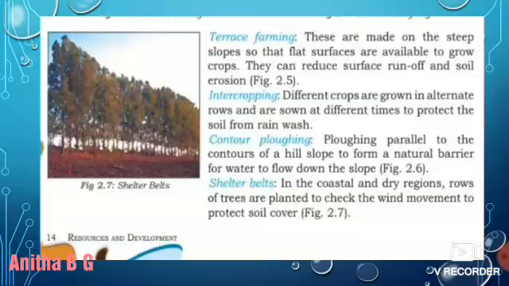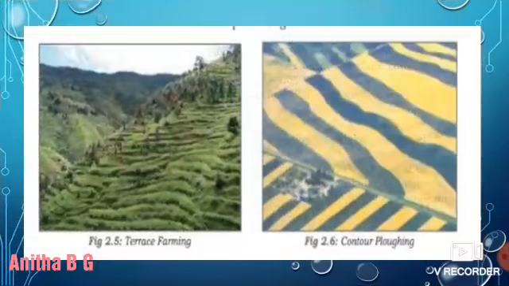Next, intercropping. Intercropping means different crops are grown in alternate rows and are sown at different times to protect the soil from rainwash. Then contour ploughing. Ploughing parallel to the contours of a hill slope forms a natural barrier for water to flow down the slope. In figure 2.6 we can see contour ploughing.